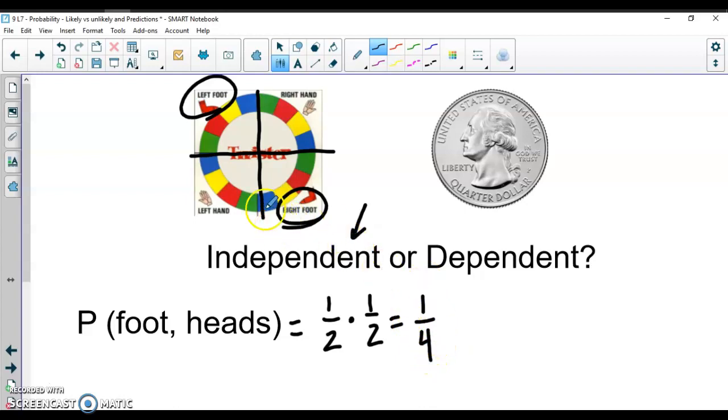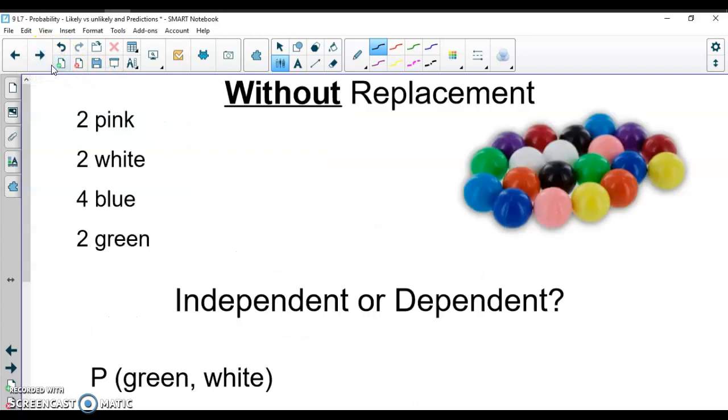So still in that unlikely category, but definitely could happen. Next one, we have a container of gumballs here. We have 2 pink, 2 white, 4 blue, and 2 green. First thing you should do is to go ahead and add those up, knowing that there are 10 total here. And when we look at those 10, we are talking about without replacement.